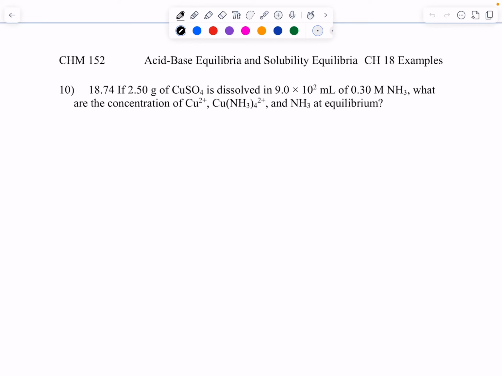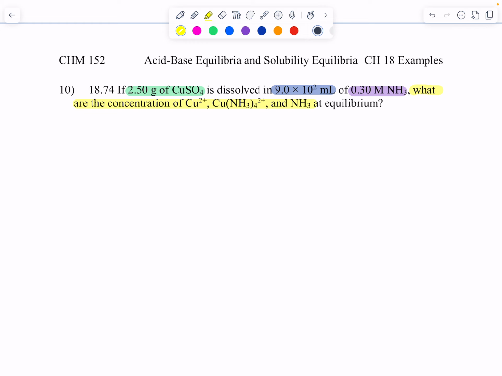Hey guys, welcome. We've got number 10. We have 2.50 grams of copper(II) sulfate dissolved in, what would that be, 900 milliliters of 0.3 molar ammonia. What are the concentrations of Cu2+, the complex ion, and NH3, all three of them?